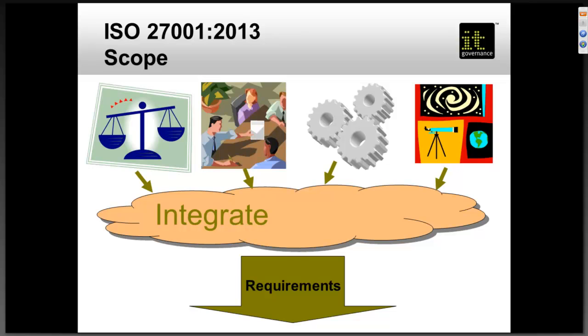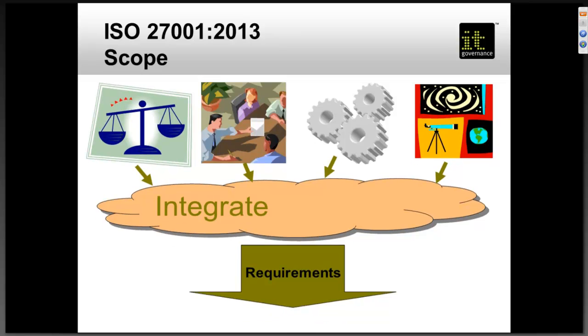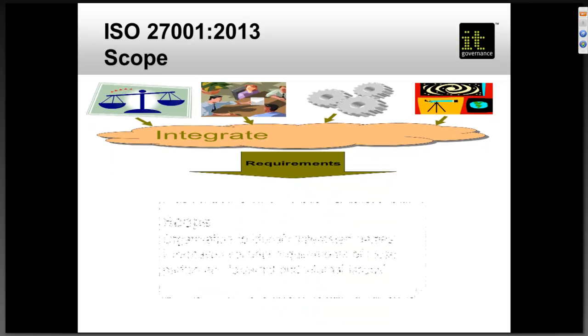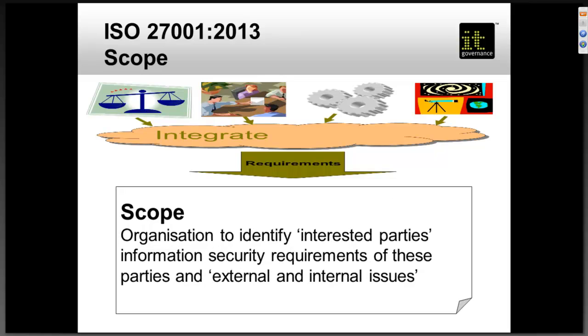The standard suggests they should be integrated, identified and addressed when considering and identifying the scope of the information security management system that you're going to be implementing, how much of your business, your locations, people, processes are going to be included in that scope.